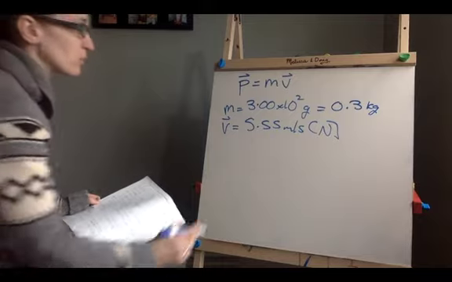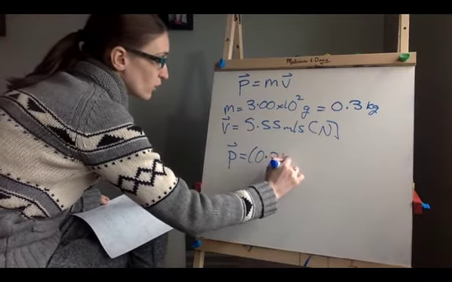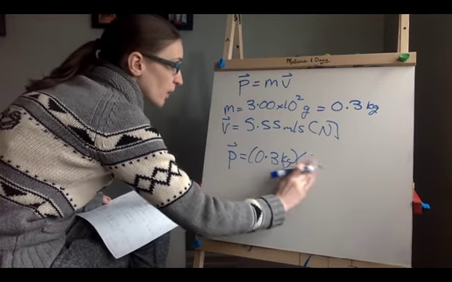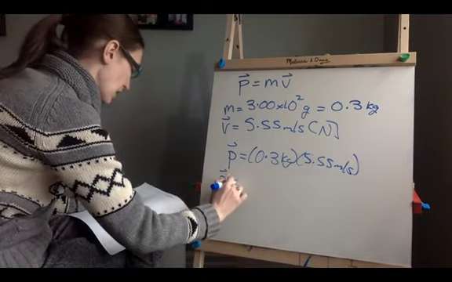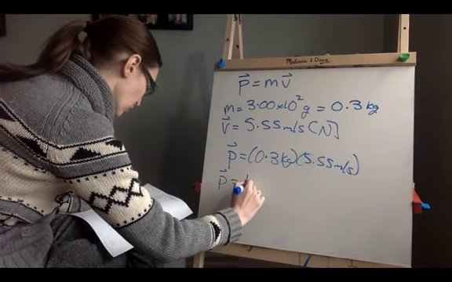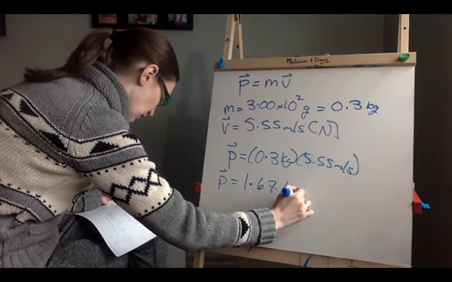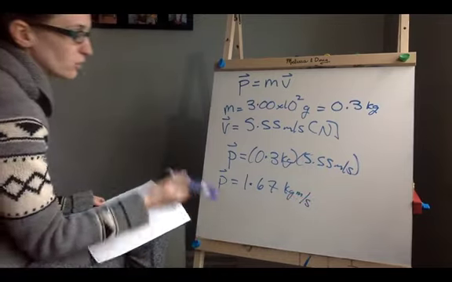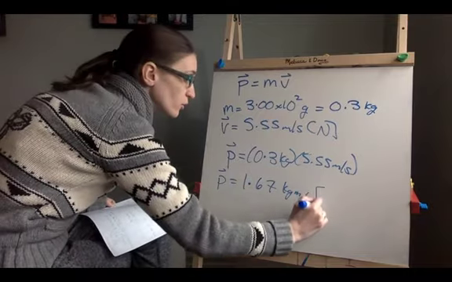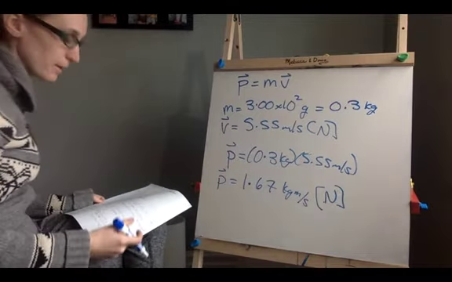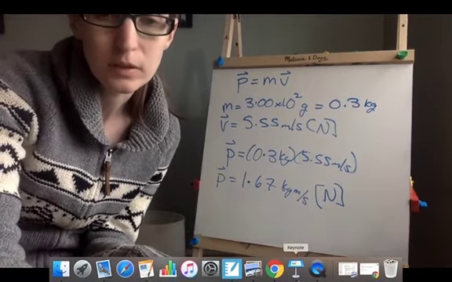Calculating the momentum is fairly straightforward: multiply these two numbers together. The 0.3 kilograms multiplied by the 5.55 meters per second gives a value of 1.67 kilogram meters per second, and the direction of the momentum is the direction of the motion, the velocity, so that would also be north. Okay, so that's relatively straightforward.